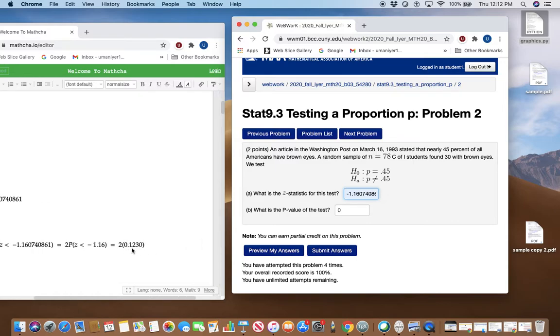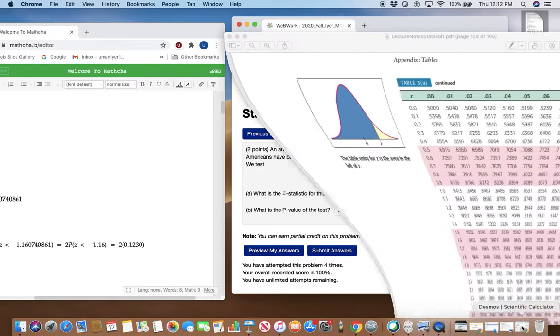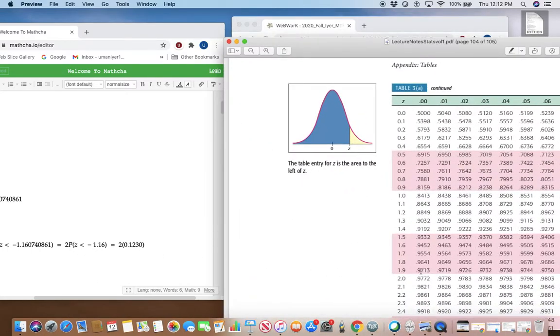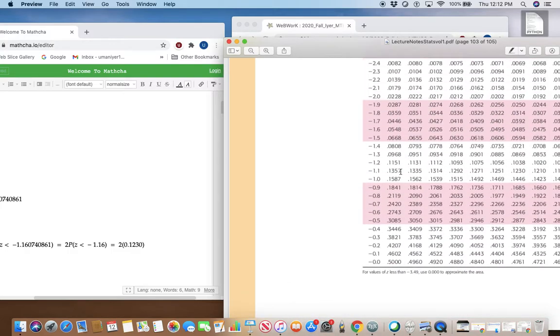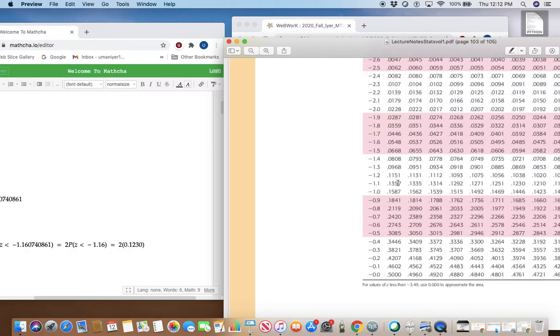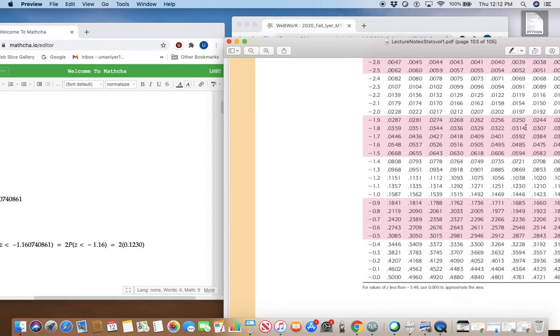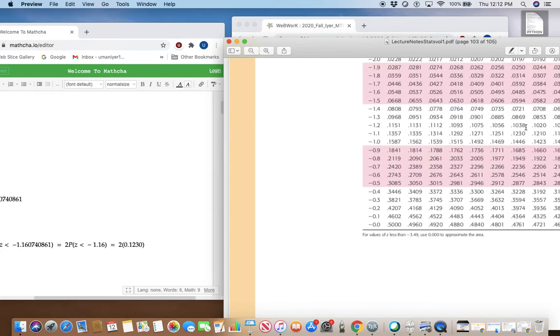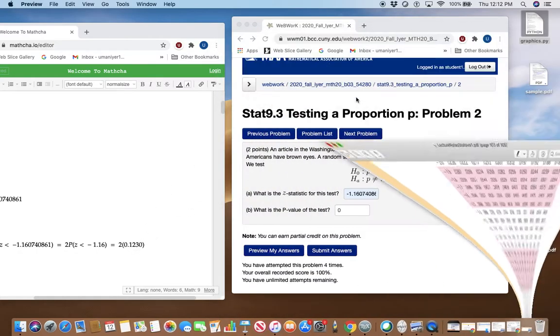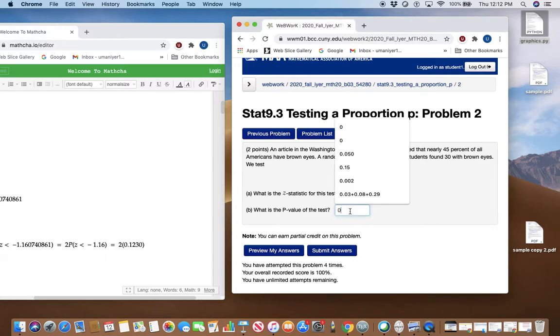Now, how did I get this? You use your table. So Z less than negative 1.16. So negative 1.1, and you need the column of 6. Go down the column until the row negative 1.1. So here we go, 0.1230. So I will say 2 times 0.1230.